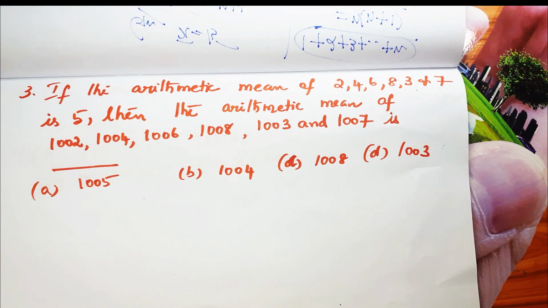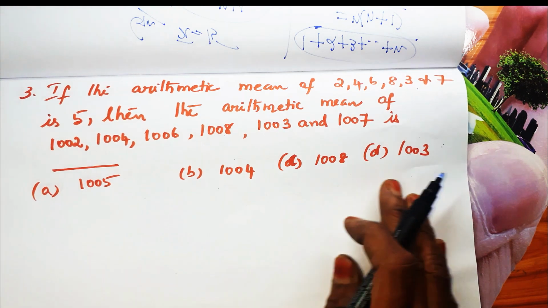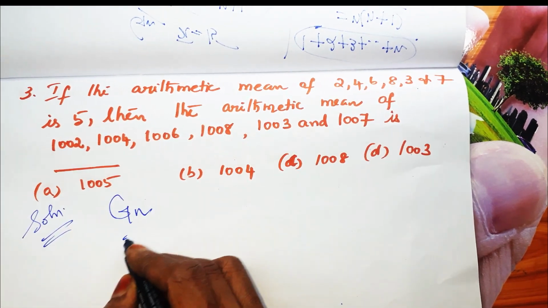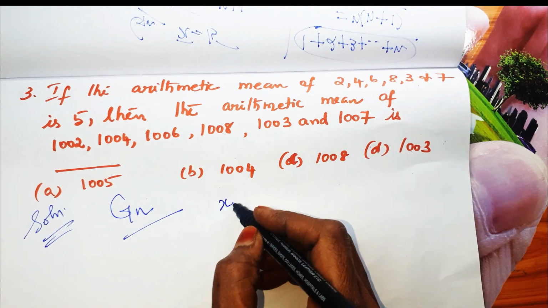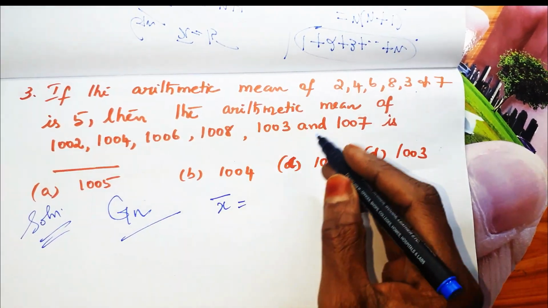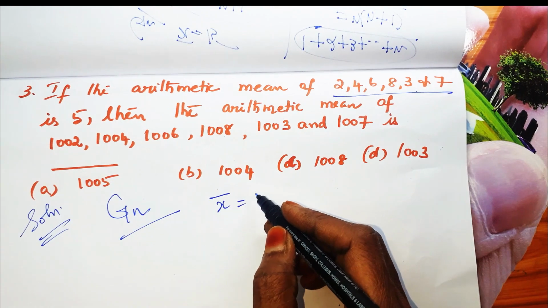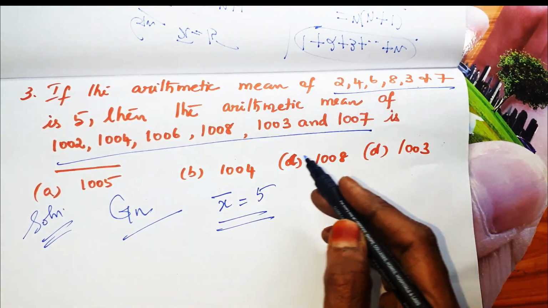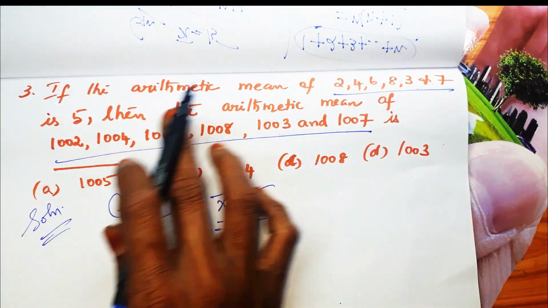The next problem is: if the arithmetic mean of 2, 4, 6, 8, 3 and 7 is 5, then the arithmetic mean of 1002, 1004, 1006, 1008, 1003 and 1007 is equal to, we have four options. So what is given? The arithmetic mean of these numbers is given as 5. Then we have to take the other set of numbers. But what is the connection between these two sets of numbers?